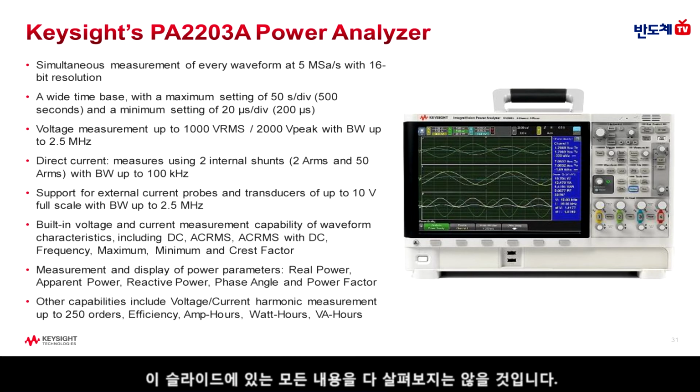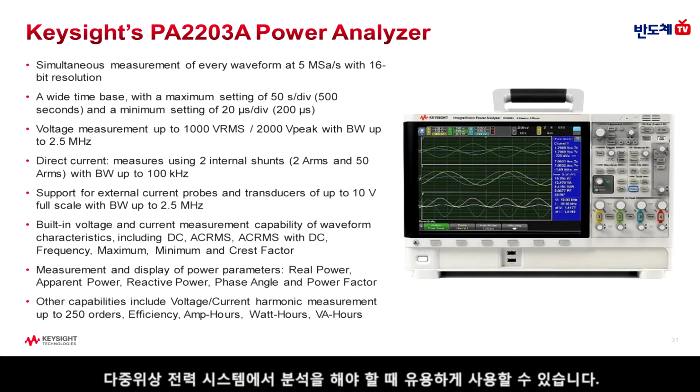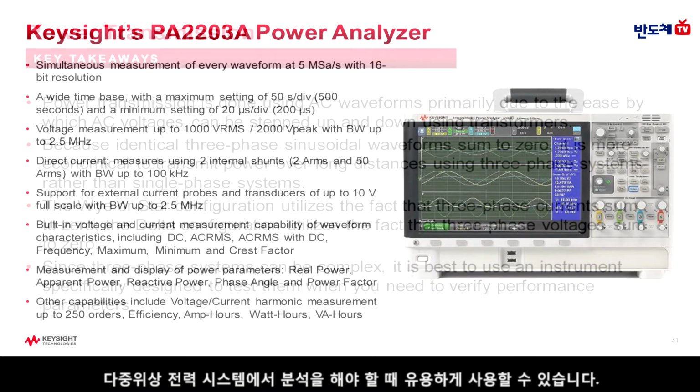I'm not going to go through all the bullet points shown on this slide. They're for reference. But it's got a lot of nice capabilities. For example, you can look at real power, apparent power, reactive power, phase angle, and power factor. You can analyze harmonics. It goes to very high voltages and currents, up to 1,000 volts RMS, 2,000 volts peak to peak. So it's a nice tool if you need to do some analysis on a multi-phase power system.